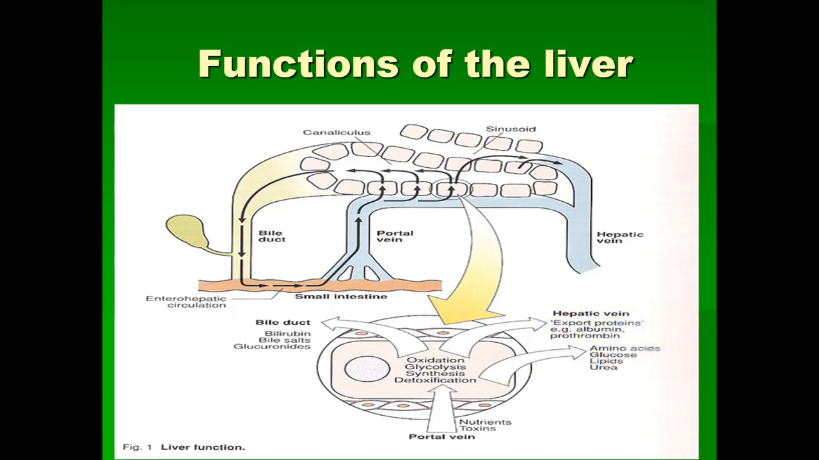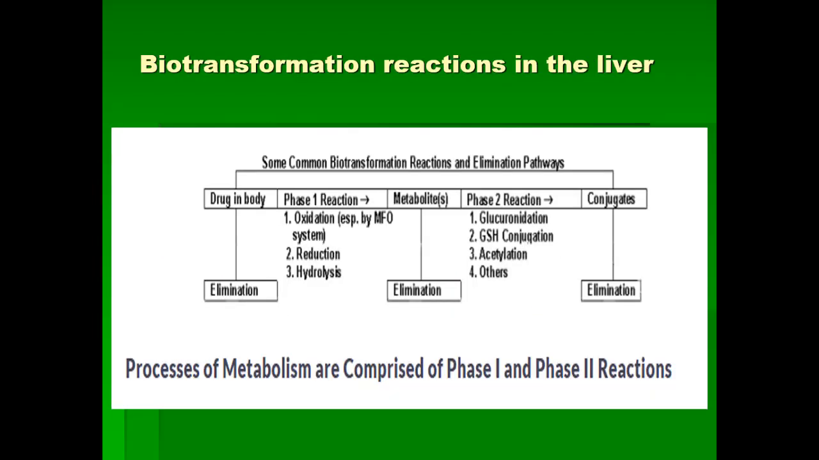man-made chemicals. What we see in this graph is some of the common biotransformation reactions and elimination pathways. Some substances do not need to be biotransformed and can be excreted intact, but most of them will require phase 1 reactions to be excreted, and even an additional step with phase 2 reactions.